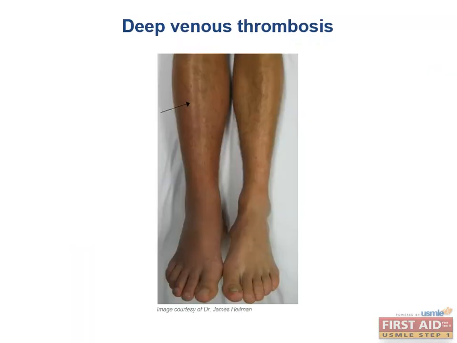Deep venous thrombosis, affectionately referred to as DVT, is very high yield because it's the primary cause of pulmonary emboli, which we'll talk about next. Here you see a picture of a DVT that has caused swelling and redness. So, do you remember Virchow triad from the hematology talks?